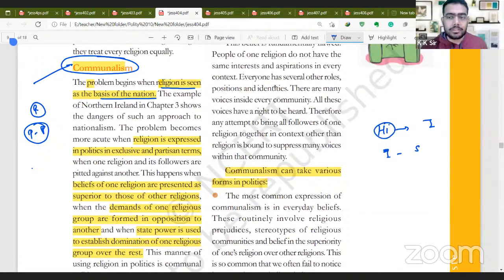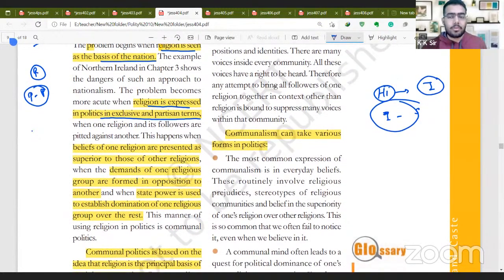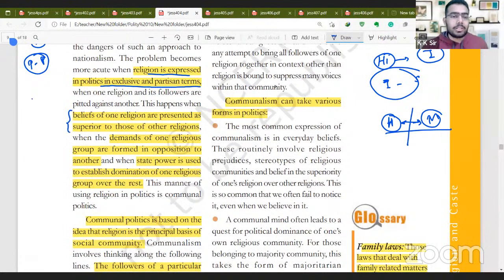जब आप रिलीजन को नेशन का बेस बनाने लगते हैं तो प्रॉब्लम स्टार्ट होता है. And this problem becomes more acute when religion is expressed in politics in exclusive and partisan terms. When the followers of one religion stand against or are forced to stand against the followers of other religion, हिंदुइज्म के फॉलोअर्स को इस्लाम के अगेंस्ट खड़ा कर दिए, पार्टीशन टर्म्स में बात कर रहे हैं. When the beliefs of one religion are represented as superior to those of other religions.